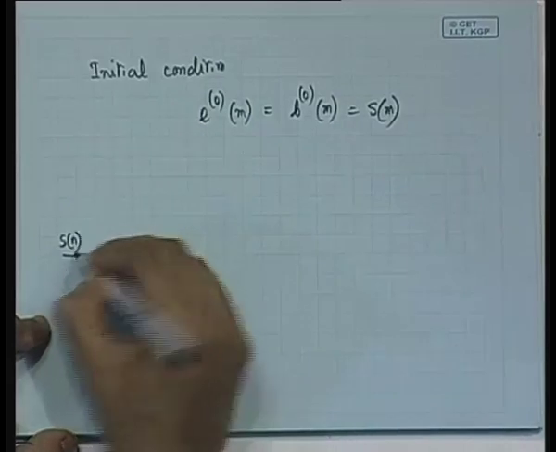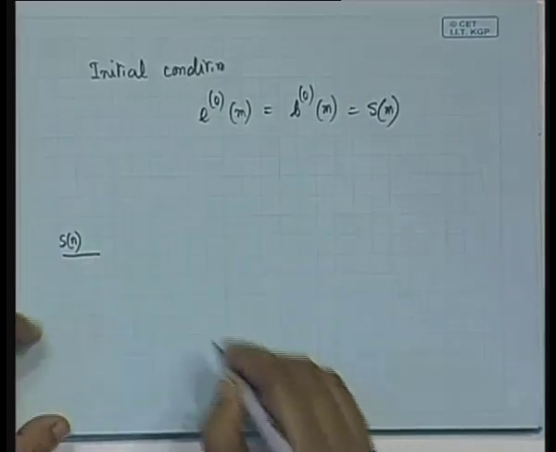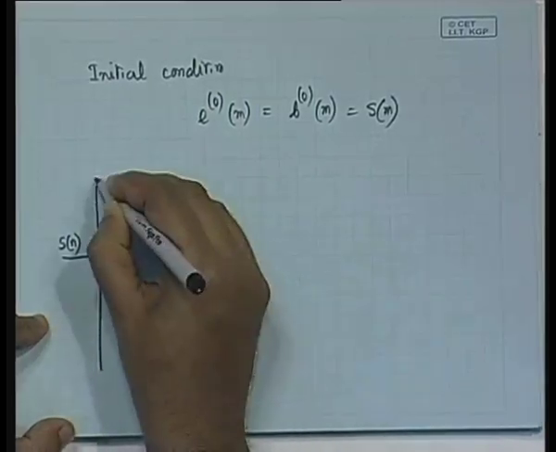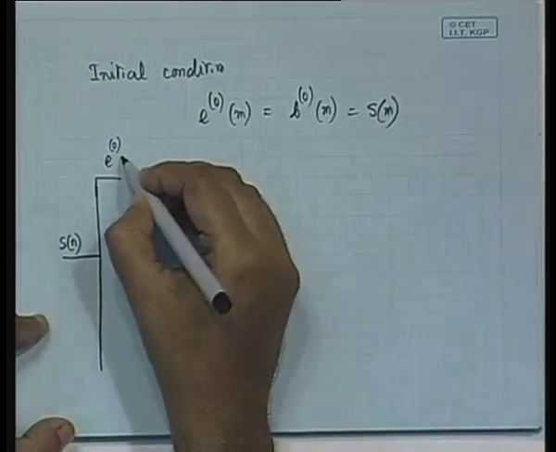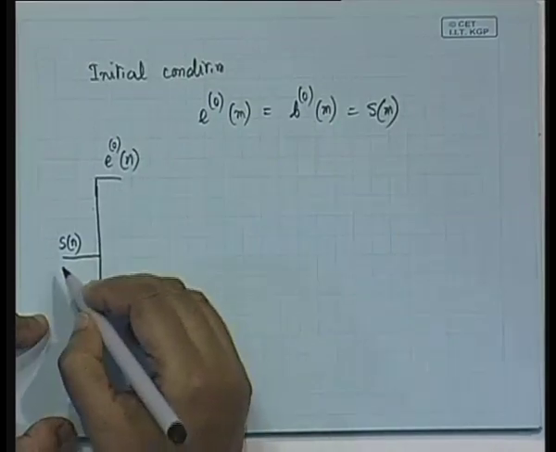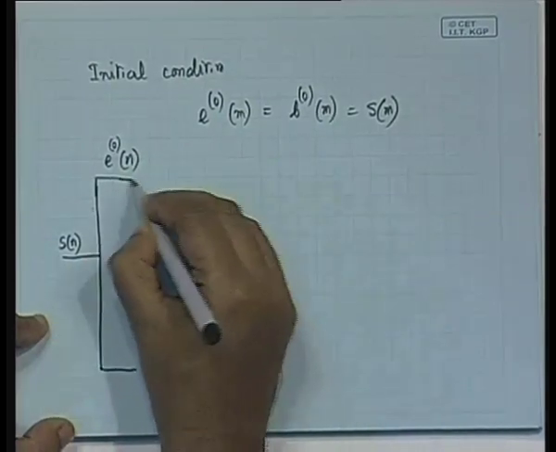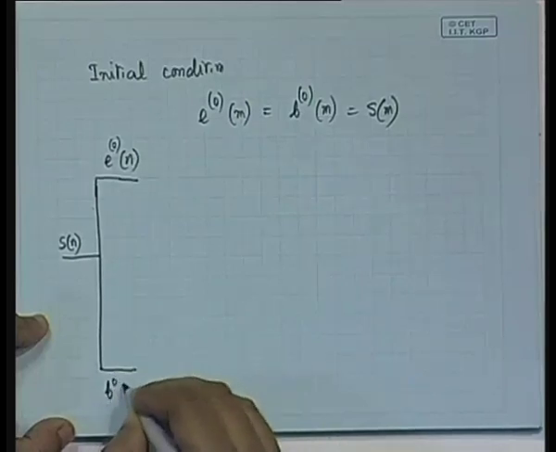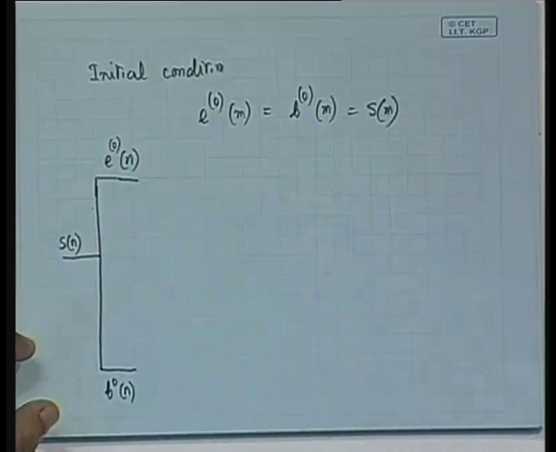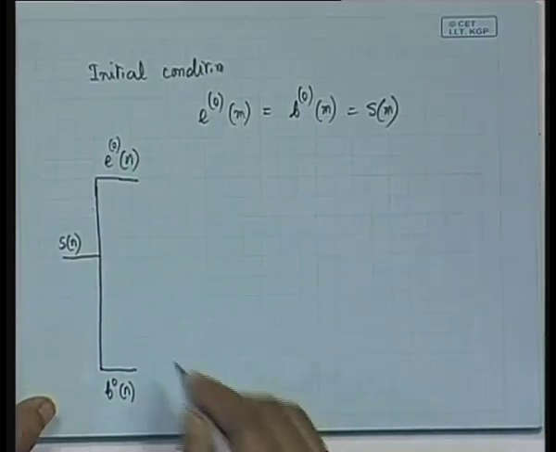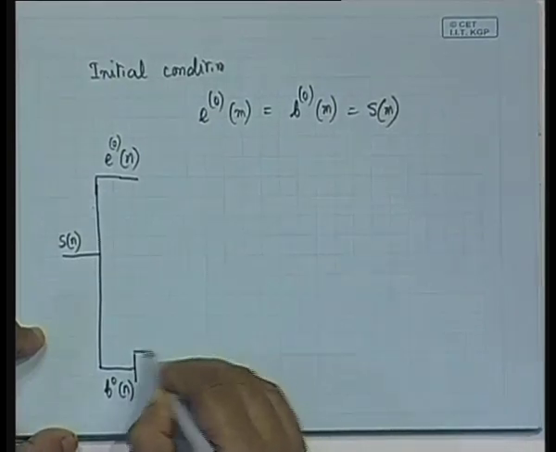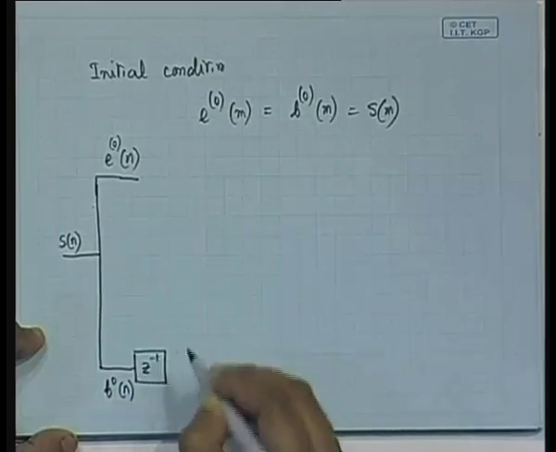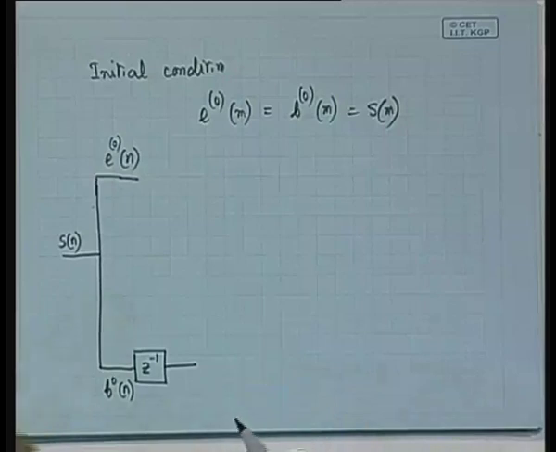You get S of n as the input sample, or rather just telling it in the opposite way, E0 of n is same as that of S of n, and similarly B0 of n is going to be same as that of S of n. Now what we do is that B0 of n, to that we put a delay. So we put a delay z to the power minus 1. So what we have over here is B0 of n minus 1.